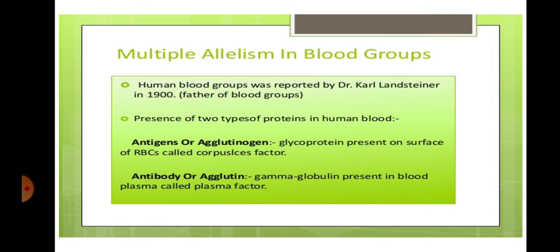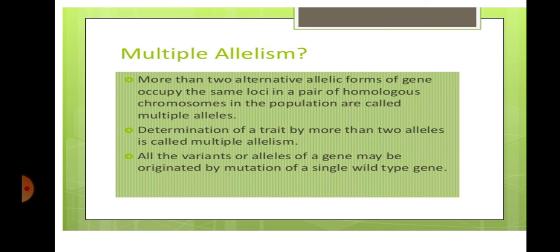The human blood group was reported by Dr. Karl Landsteiner in 1900, who was known as the father of blood groups. There are 2 types of proteins in human blood: the antigen or agglutinogen, a glycoprotein present on the surface of RBCs, called the corpuscles factor, and the antibody or agglutinin.